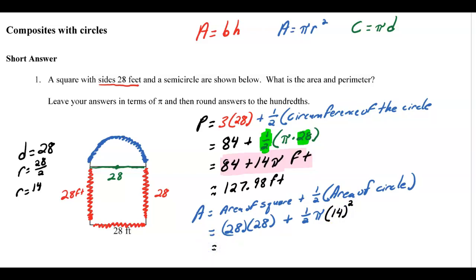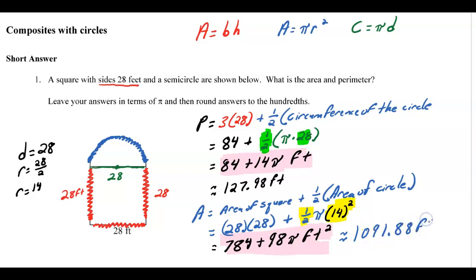So using my calculator, 28 squared is 784. And then I'm just going to type in 1/2 times 14 squared. Doing that, I'll get plus 98 pi feet squared. So this pink answer is the SAT answer. And if I want the decimal, I could say 784 plus 98 pi, and I'll get approximately 1091.88 feet squared.